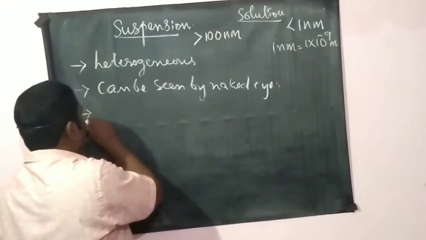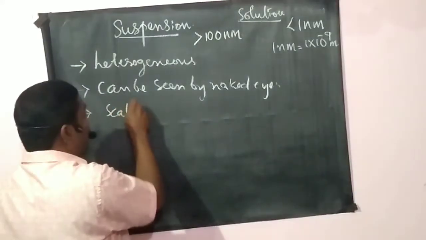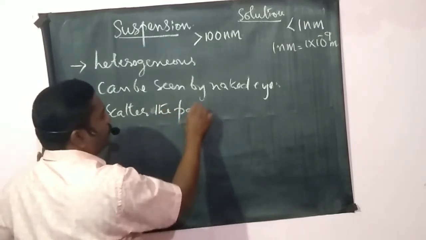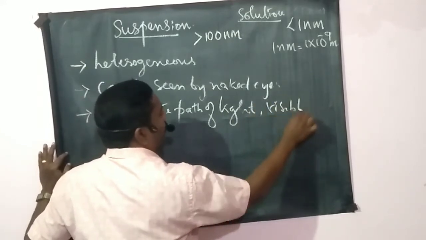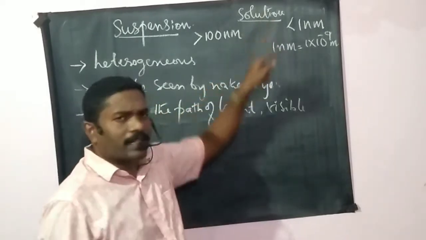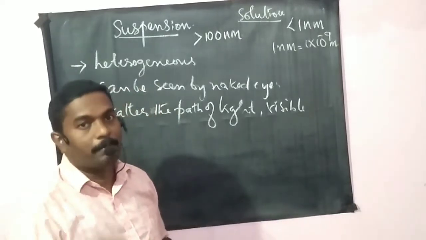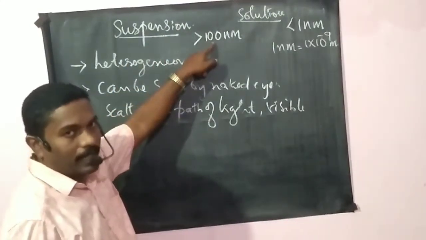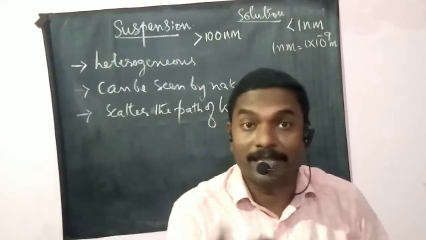So, the third property: it will scatter the path of light, hence it is visible. In a solution, the particles are too small to scatter the light. But the particles in a suspension are much larger and they scatter the path of light, and hence the path of light is visible.